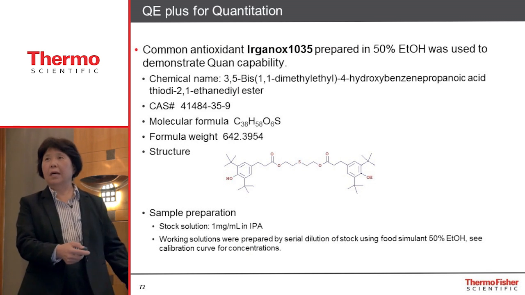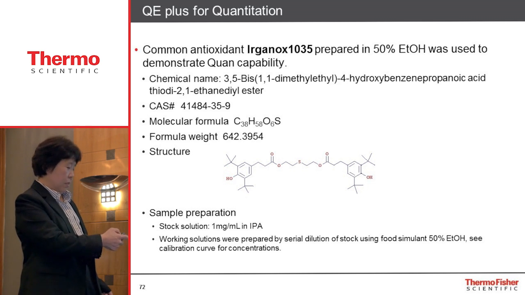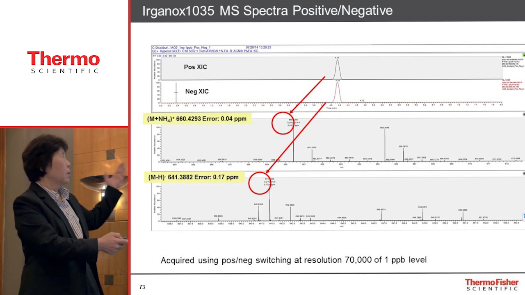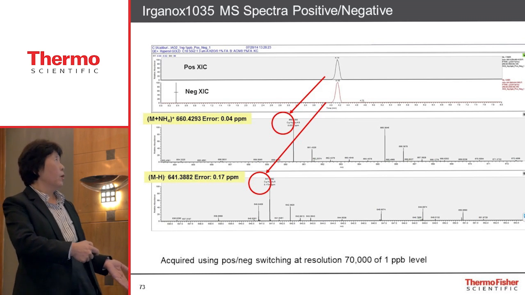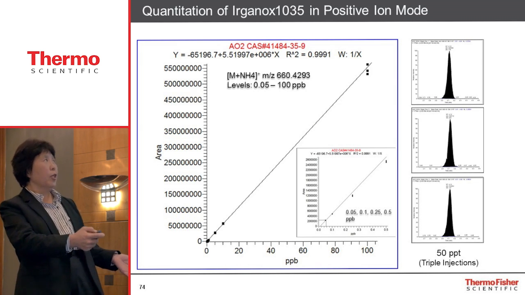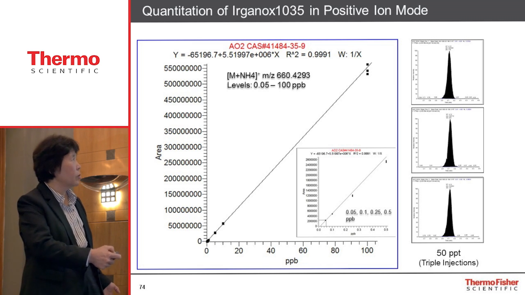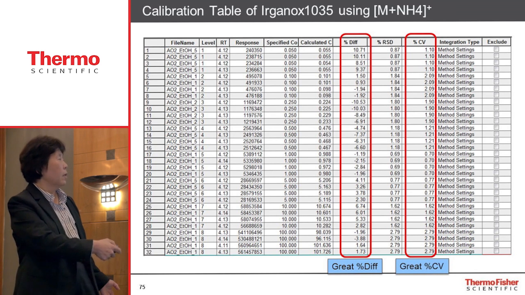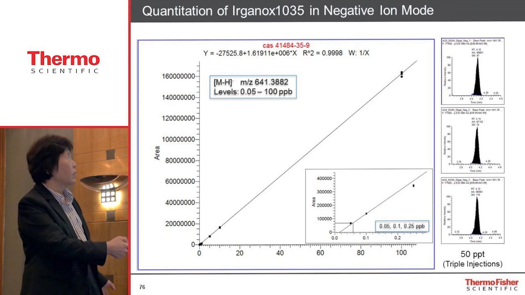I have to mention this quantitation capability of the Exactive, right? We know this is one of the antioxidants, right? Simply we just made the solution and ran polarity switching, making sure the mass is right, and sure enough, right? We got very good mass accuracy, and then this is the positive. We used the ammonium ion, right? We get excellent linearity. This is the triplet injection, and then the CV and diff are exceptionally good, right? And the same for the negative ion mode.